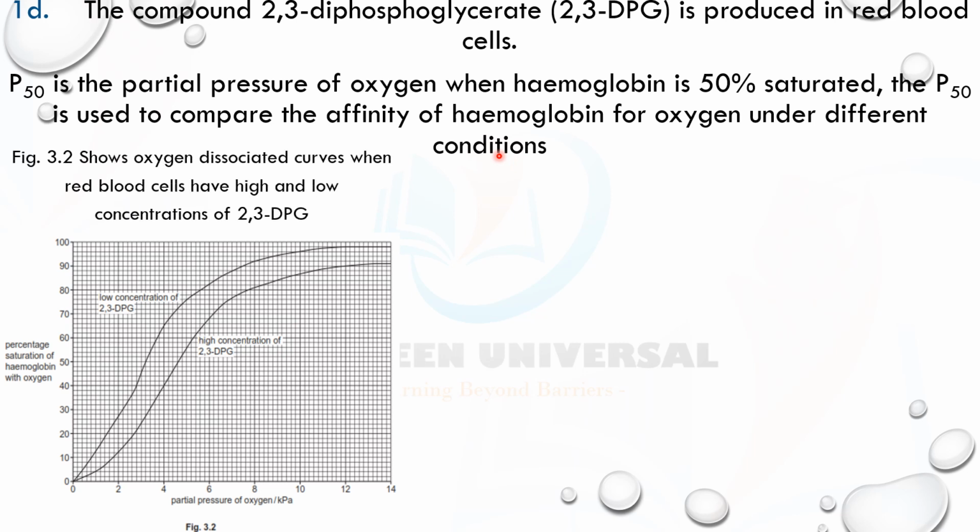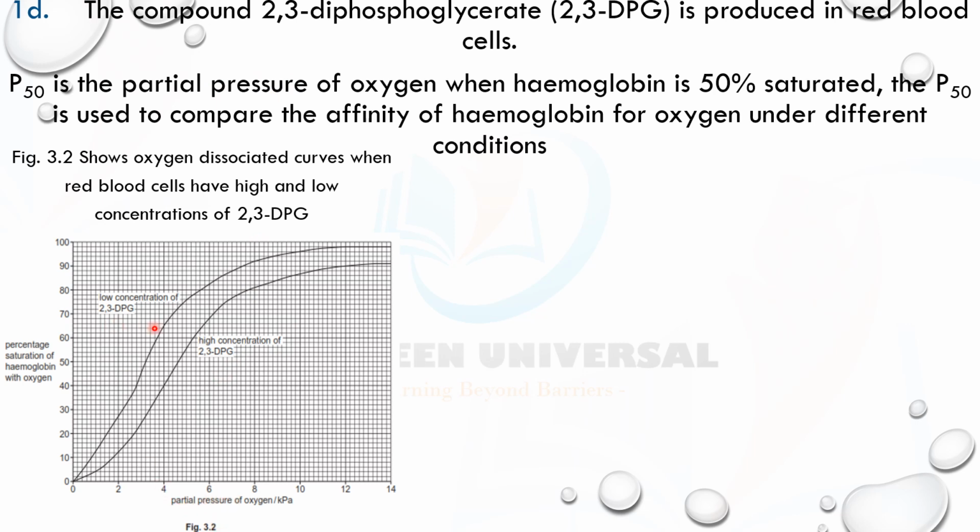Let's look at the graph. You see at low concentration of 2,3-DPG, this is for high. Because I said that P50 is a partial pressure, you have to understand the question. Don't just jump in. P50 is a partial pressure of oxygen when hemoglobin is 50% saturated, and it is used to compare. So this is the partial pressure.